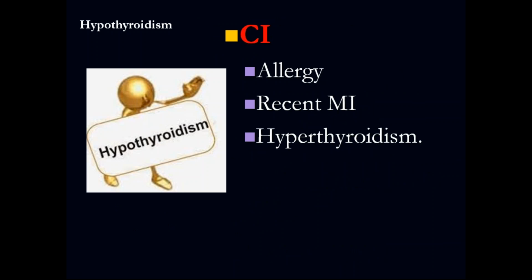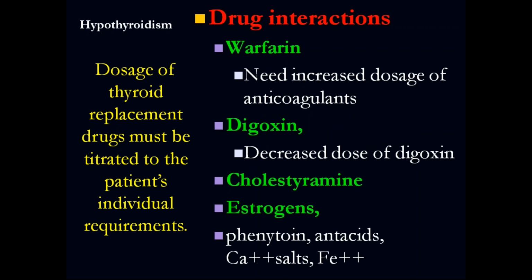Okay, contraindications: hyperthyroidism, of course, and recent myocardial infarction. You don't want to overload your heart with more unnecessary contractions, right? And with T3 and T4, if you give the medication in excess, an overdose, that can produce tachycardia and can produce some risk and problem for recurrent myocardial infarction.